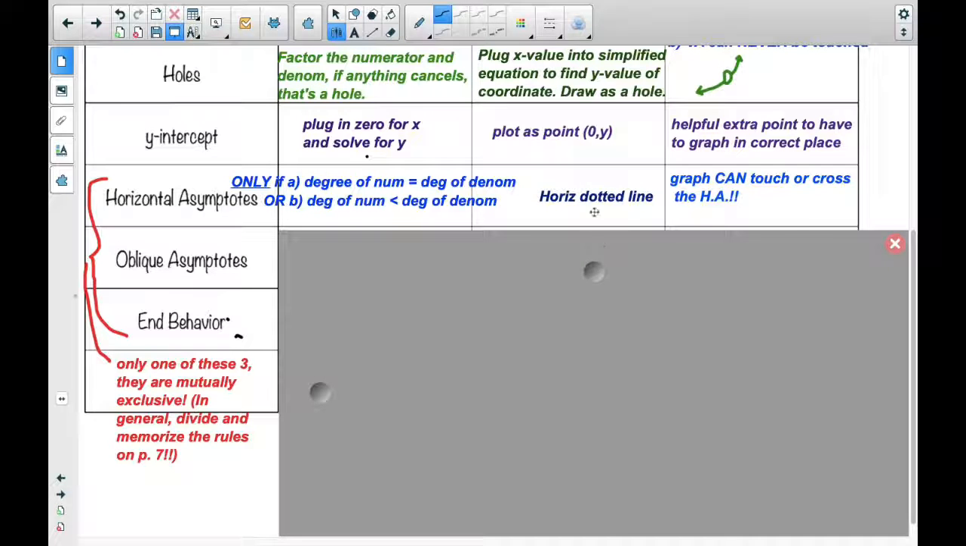The horizontal asymptote you will only use in two cases. There will only be a horizontal asymptote if, first of all, the degree of the numerator is equal to the degree of the denominator, or if the degree of the numerator is less than the degree of the denominator. I'll show you an example of that in just a minute. Of course, we just plot it as a horizontal dotted line. Something special about this is the graph can touch it, and it can cross it. That is a little bit different than the vertical asymptotes. So just keep in mind that the graph can touch it and cross it.